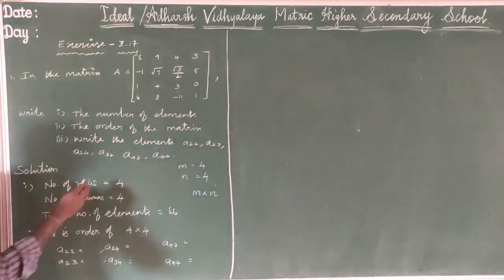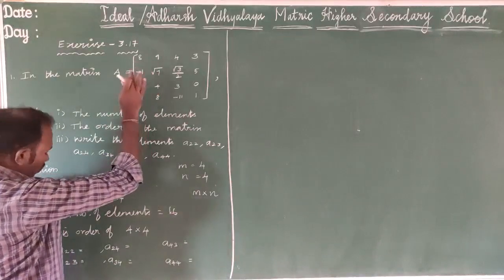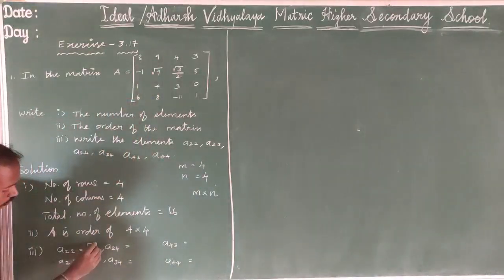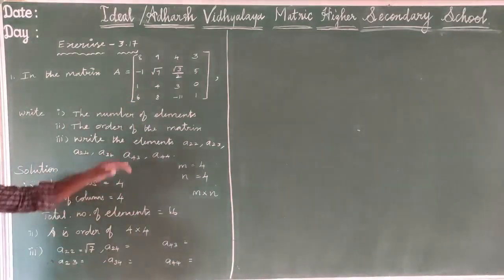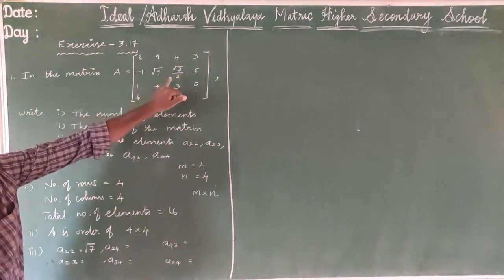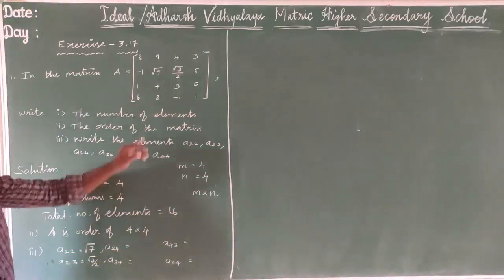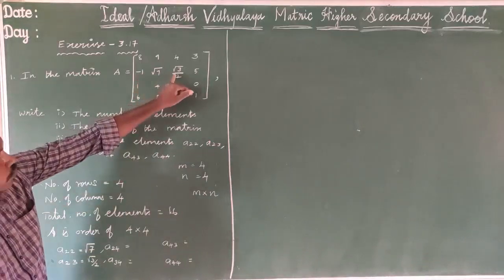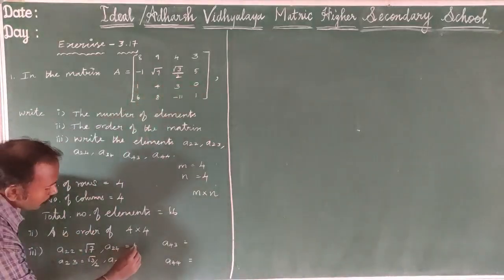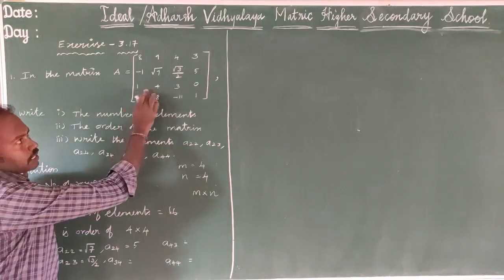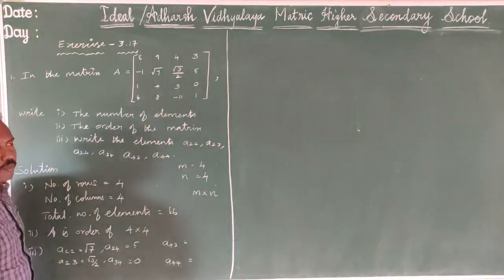Here A22. So that is A22, second row, second column. So A21, A22, that is root 7. Next one A23, that is root 3 divided by 2. Then A24, that is 5. Then next one A34, A34 is equal to 0.